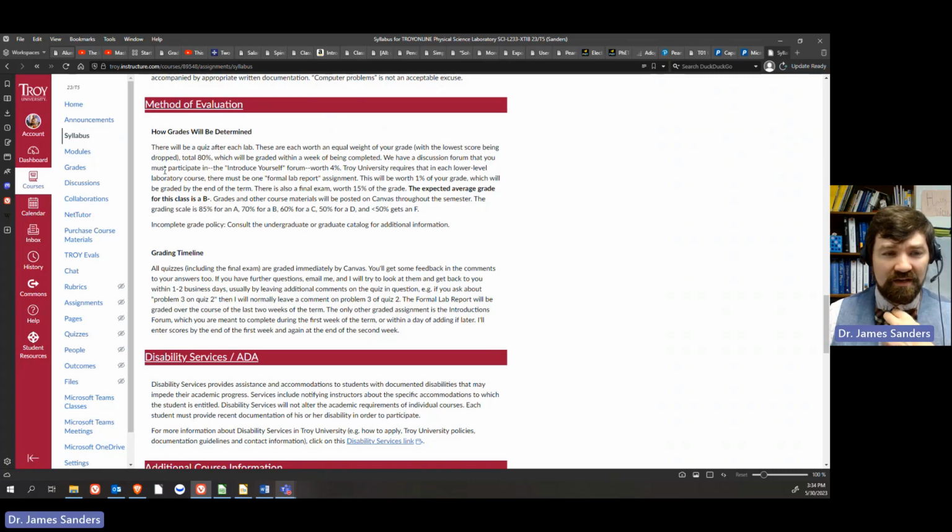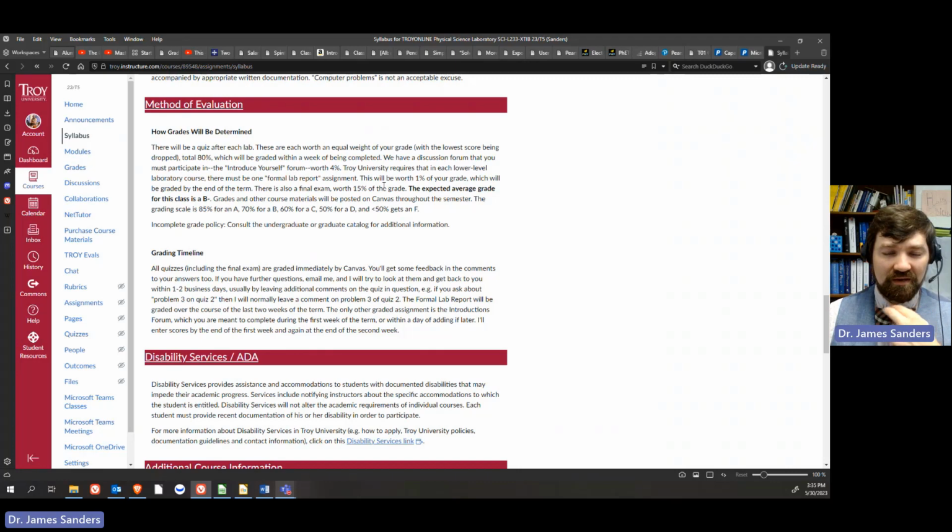Here's how your grades are decided. Every lab, there's a quiz except for one. There's one that's sort of a formal lab report. No quiz for that one. But for all the other labs, you have a quiz. They're all weighted equally. The quizzes are 80% of your grade. You have an introduce yourself forum. This is 4% of your grade. This is basically like my census assignment. There is a final exam worth 15%.